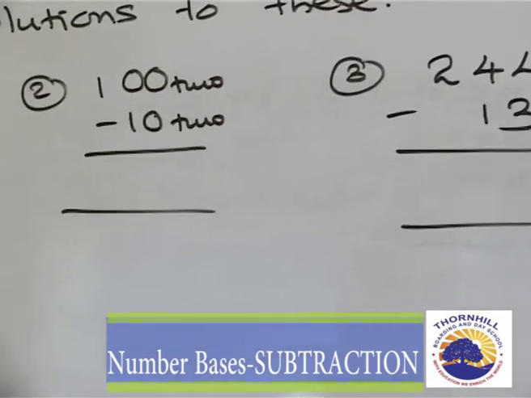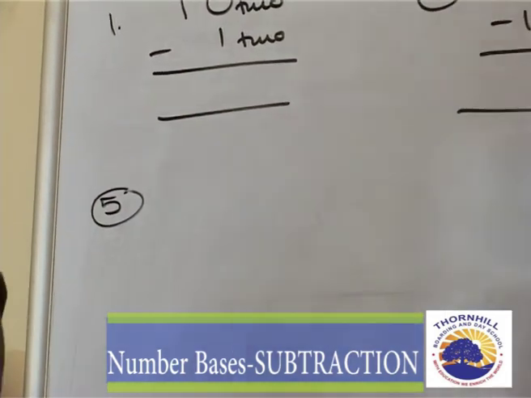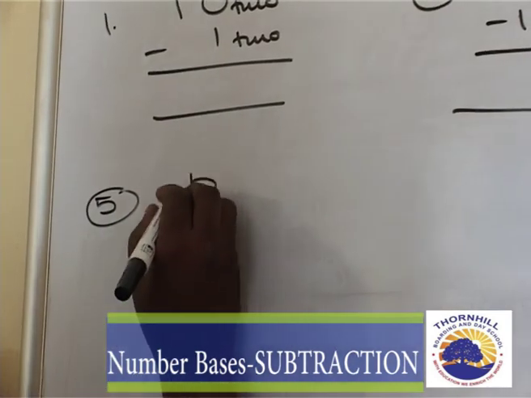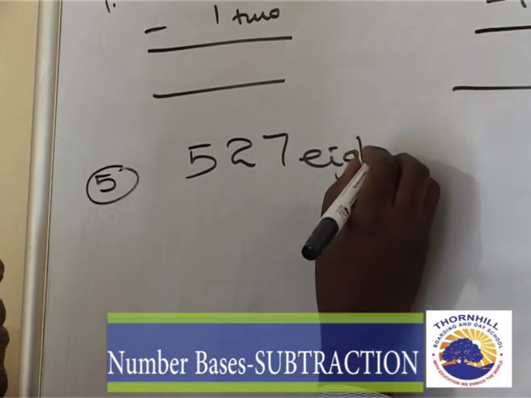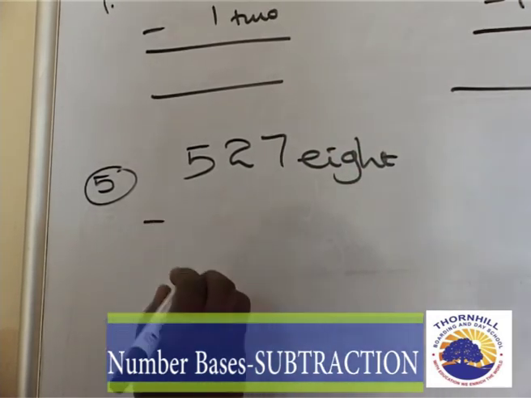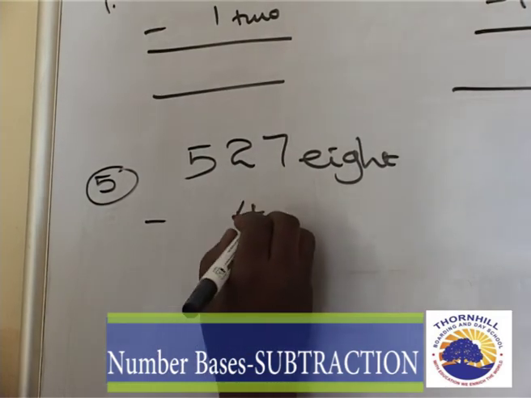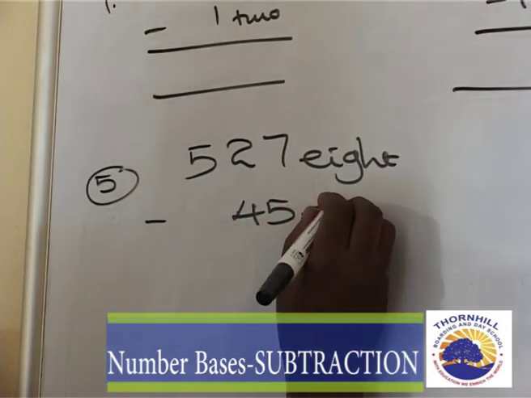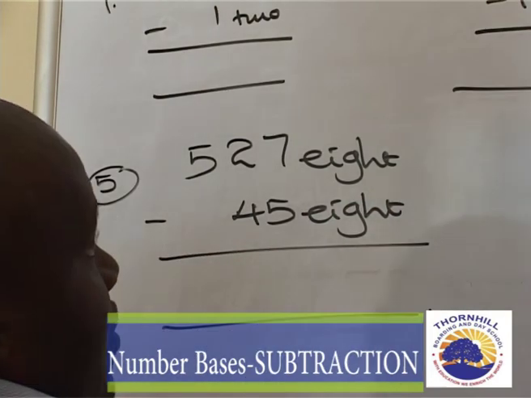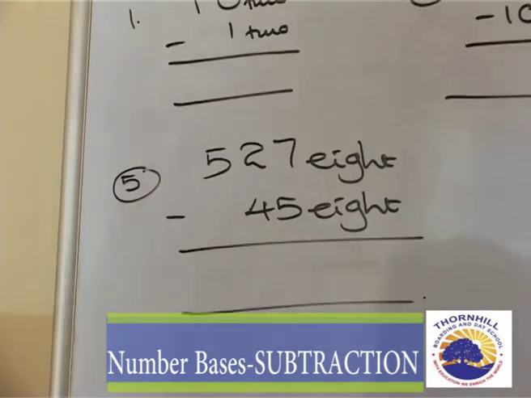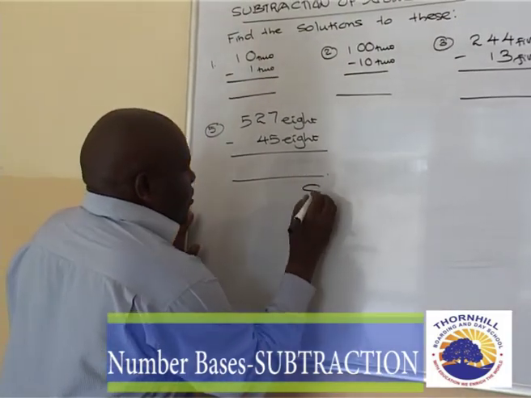And the last one, which is 5, it's a base 8 number: 527 base 8, and take away 45 base 8. So these are questions. You leave them the way they are, then you go to solutions where you do the working out. So you write your solutions.